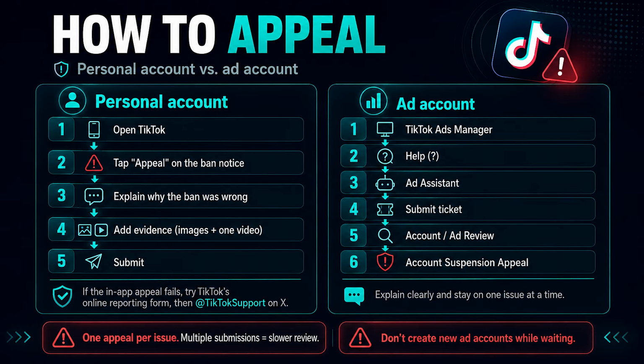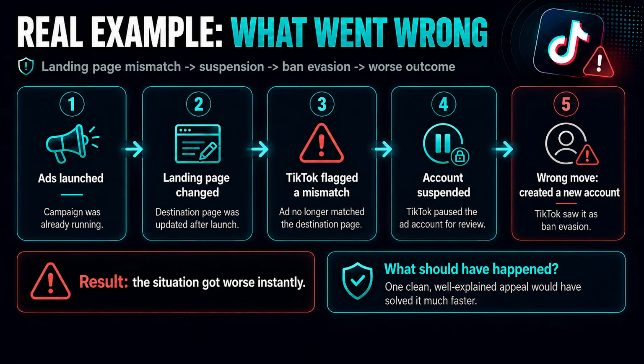Now, one important rule here is not to spam appeals. Submit one clear, solid appeal per issue, because multiple submissions can actually slow down the process instead of speeding it up.